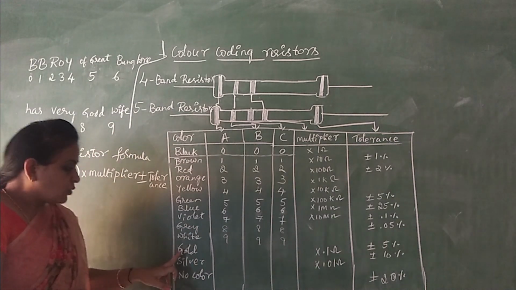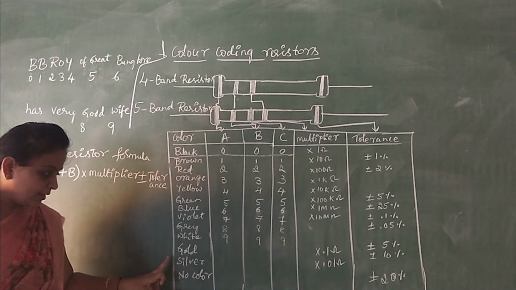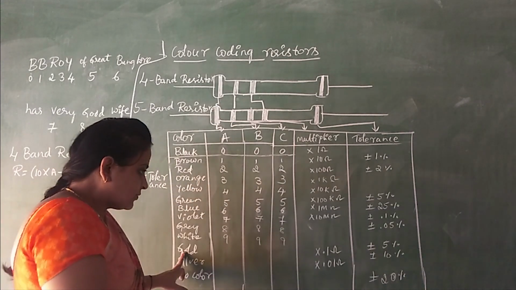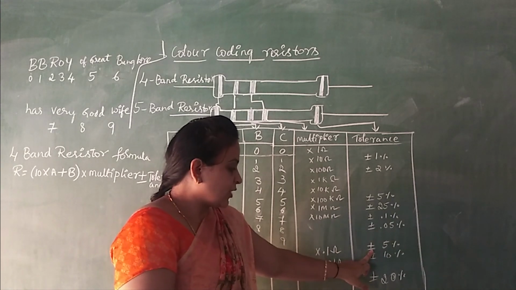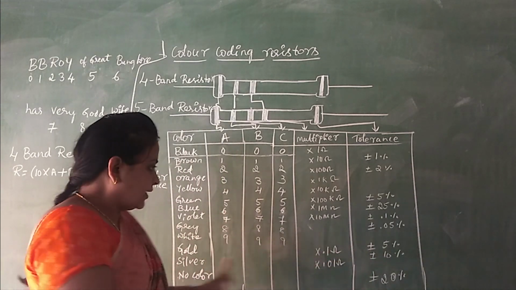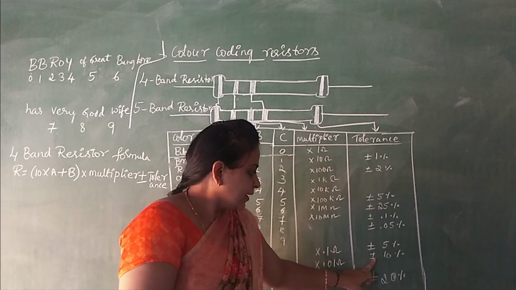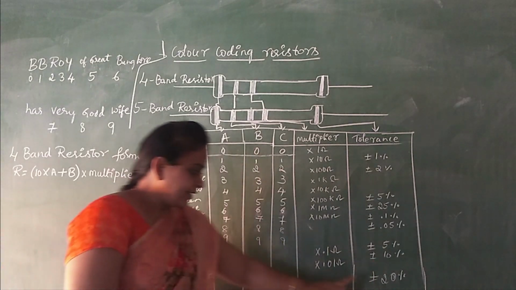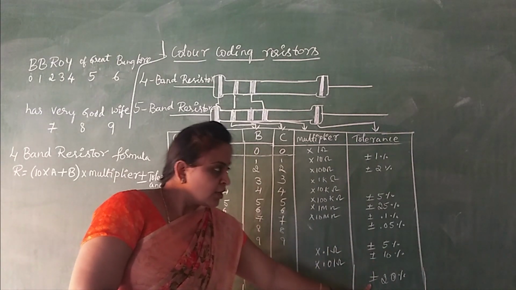Next, gold and silver are the tolerance. The gold tolerance value is plus or minus 5%. Silver indicates plus or minus 10%. No color indicates plus or minus 20%.